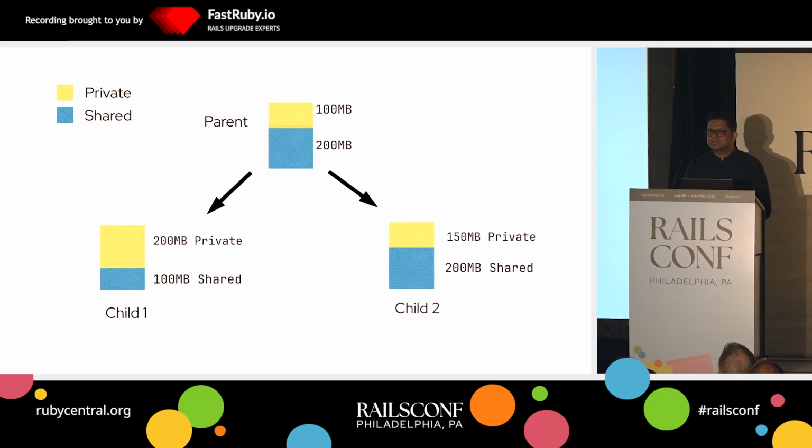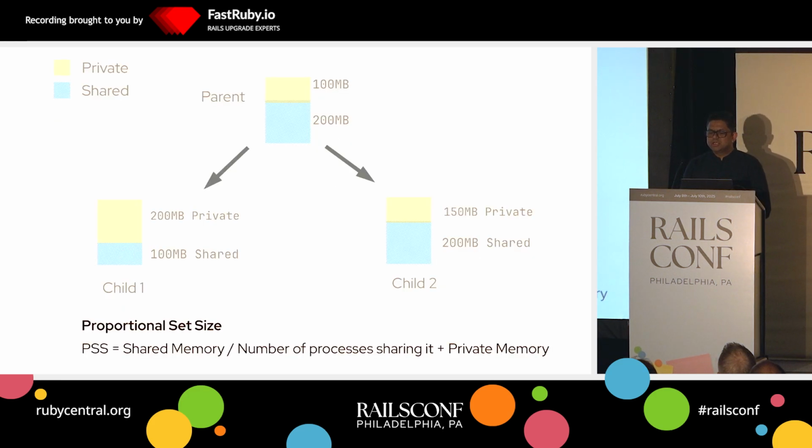When either the parent or the child modifies a memory, it becomes private memory. Any new memory allocations done by the processes are also private. Because of this sharing, measuring real memory usage can be tricky. Tools like Top often show RSS or resident set size, which overstates the memory usage by not accounting for shared memory. A more accurate metric is PSS, or proportional set size. We won't go into the details, but it's important to know that this complexity exists when you're analyzing memory usage.